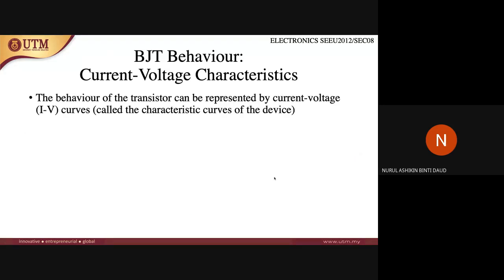Okay, next, let's look at the BJT behavior, the current voltage characteristic. This is from yesterday's slide, right? We have learned the current voltage curve, also known as IV curve, in diode and also in rectifier. It represents the relation between current and voltage in one graph.